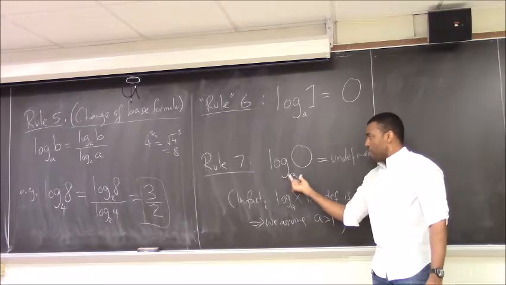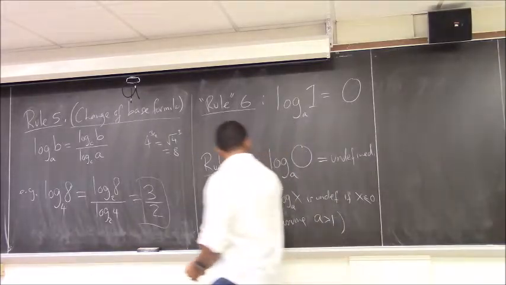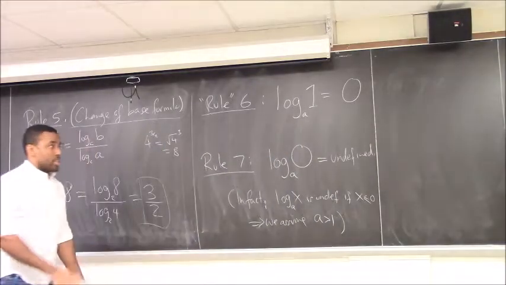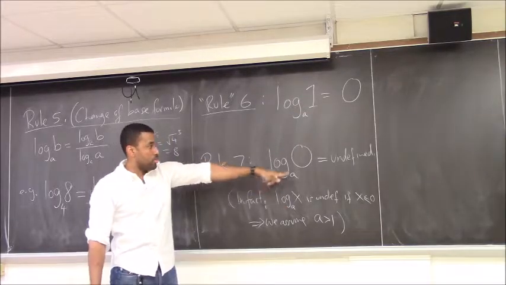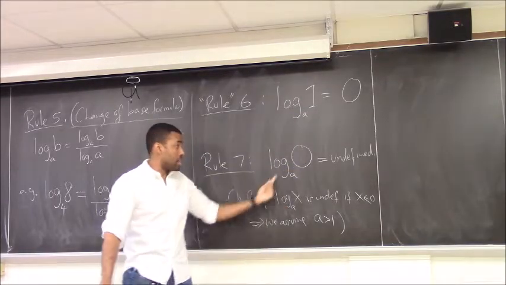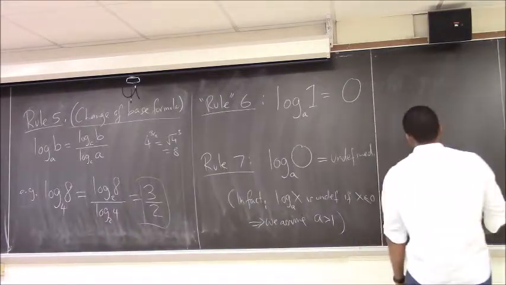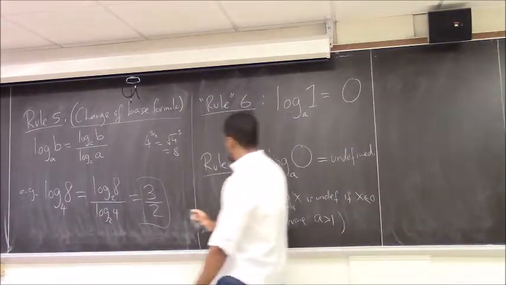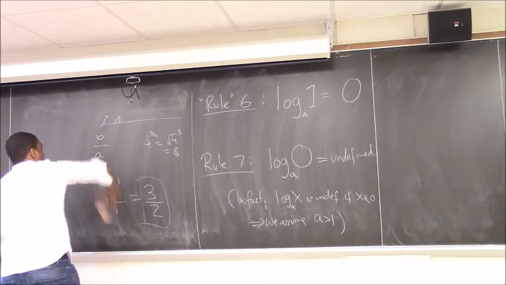There is no power you can raise a positive number to in order to get 0. So you can automatically know that log of 1, regardless of the base, is 0. And log of 0 is undefined. In fact, log of anything negative is undefined. That is going to be reinforced with something else I'm going to tell you. But for now, let's move on to a couple more rules.